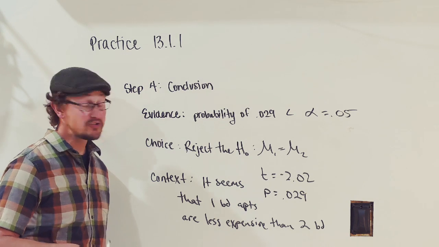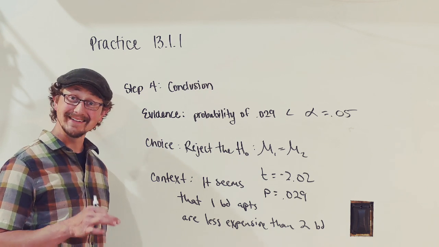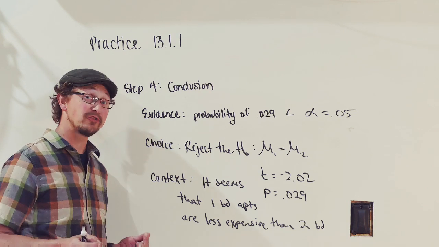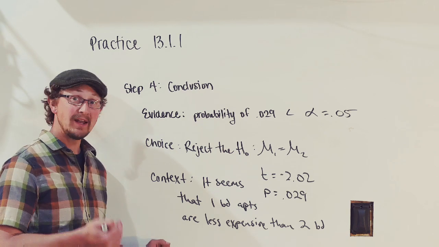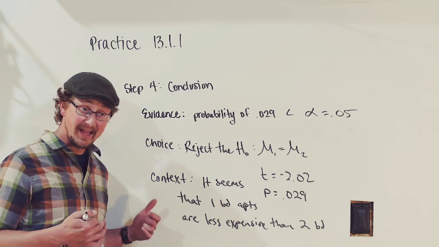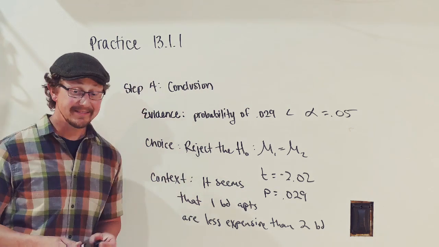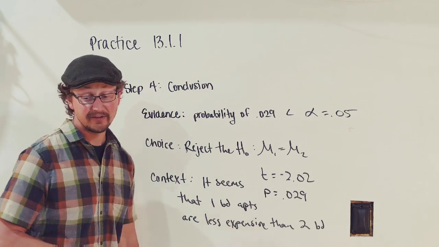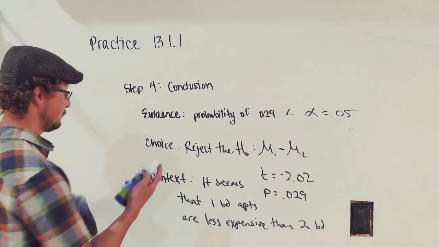Certainly not shocking results here, but nice to know that there is indeed a significant difference. The question remains, though, how much of a difference between one-bedroom and two-bedroom apartments? And once we know that difference, we can say, hey, is it worth getting a two-bedroom apartment? So let's go on and create a confidence interval. That's part 2 of this practice problem.